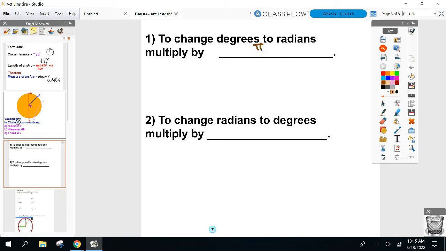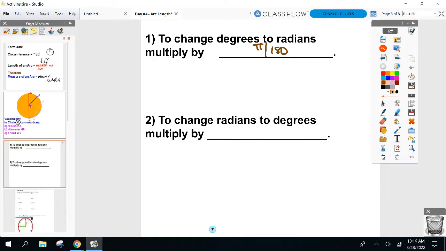Pi over 180. Is that something you need to memorize? Shouldn't be, because where's it found? Formula sheet. That's on the back of your packet, which I will give you on the quiz next week. Do I want the decimal when you times by pi over 180 in your calculator? Nope. What do I want it in terms of? Pi. Leave the pi in your answer.